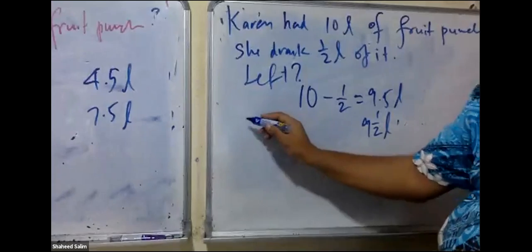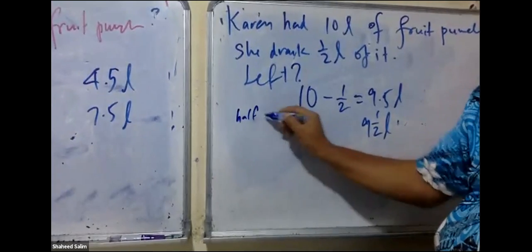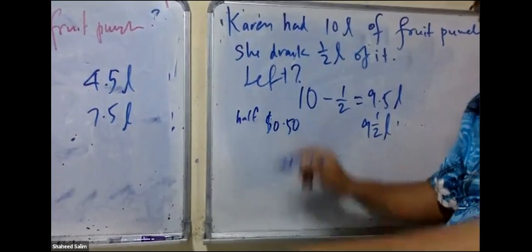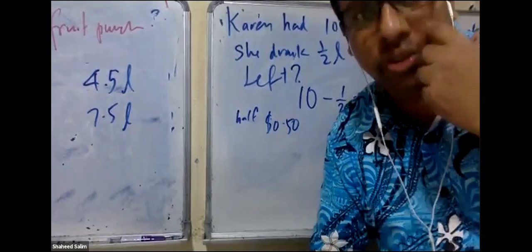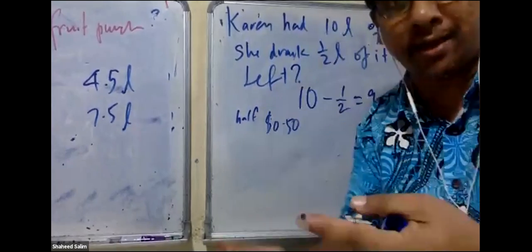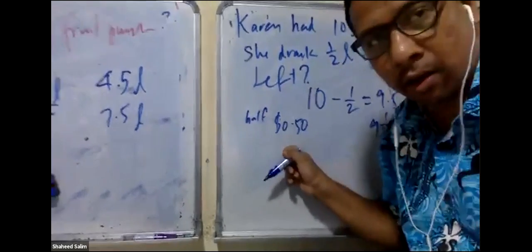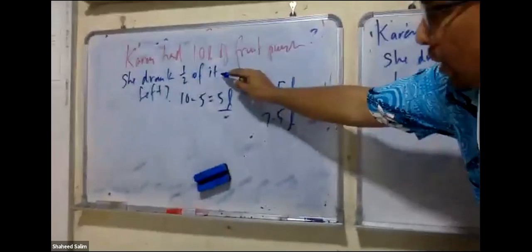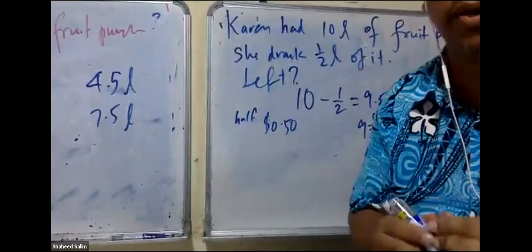It's like saying half a dollar. Half a dollar is 50 cents. But if I ask for half of your savings, and you say you've got $1 million, you'd get $500,000. So half of your savings and half a dollar is a lot of difference. Half of the fruit punch and half a liter is a world of difference.